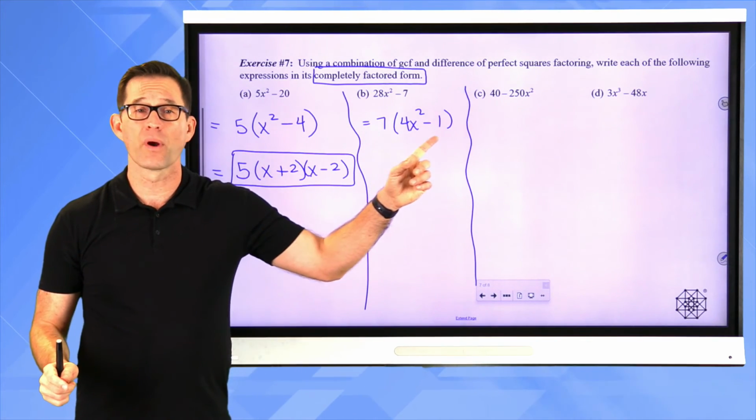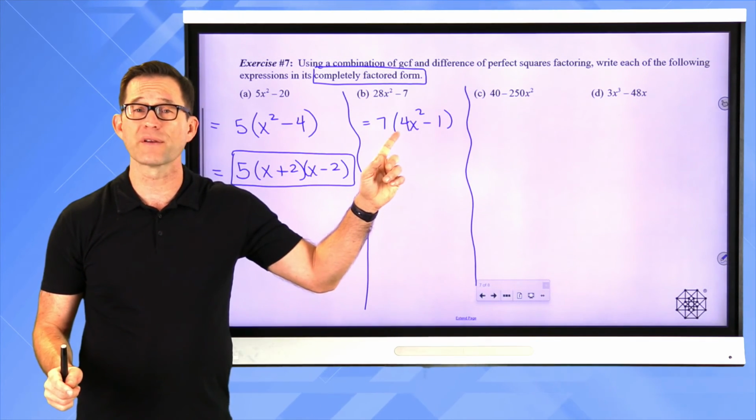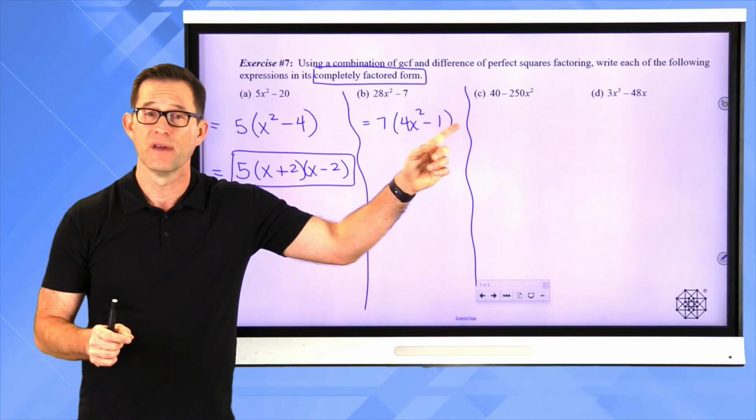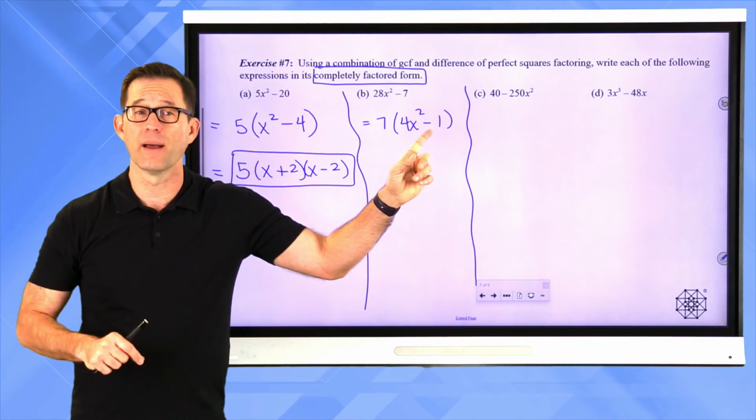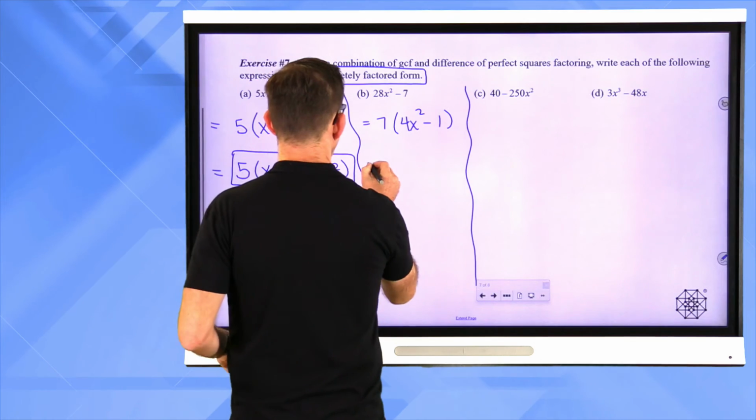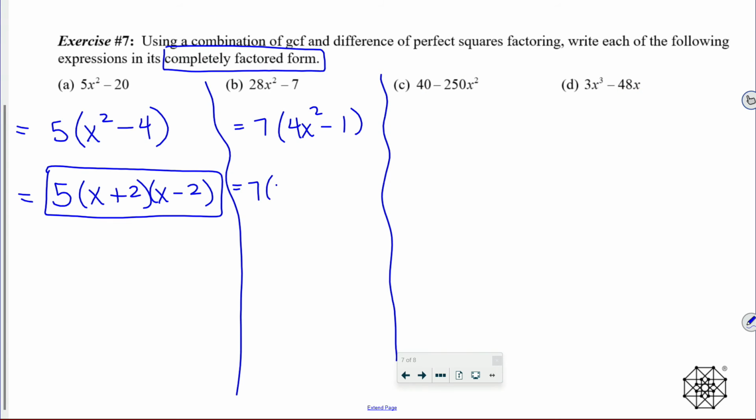Now, when I look at 4x squared minus 1, I note that 4x squared is 2x times 2x, and 1 is, of course, 1 times 1. So I can rewrite all of this as 7 times 2x plus 1 times 2x minus 1.